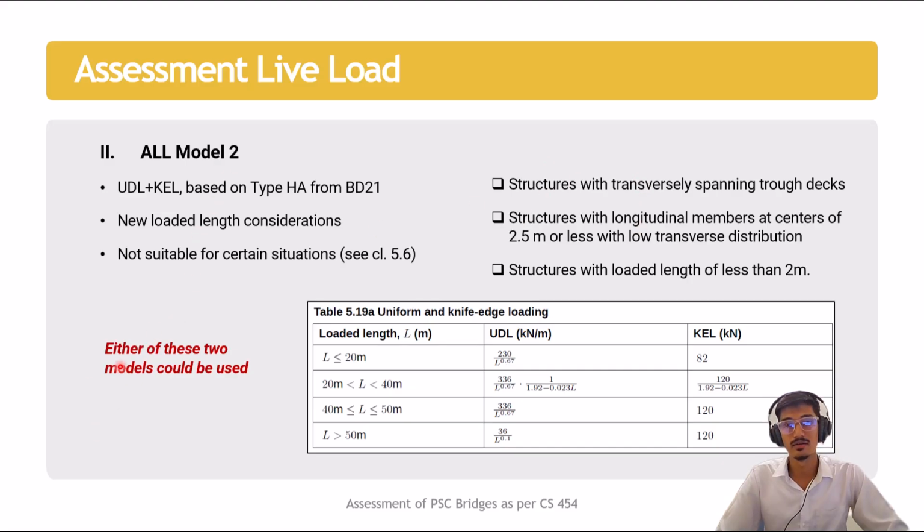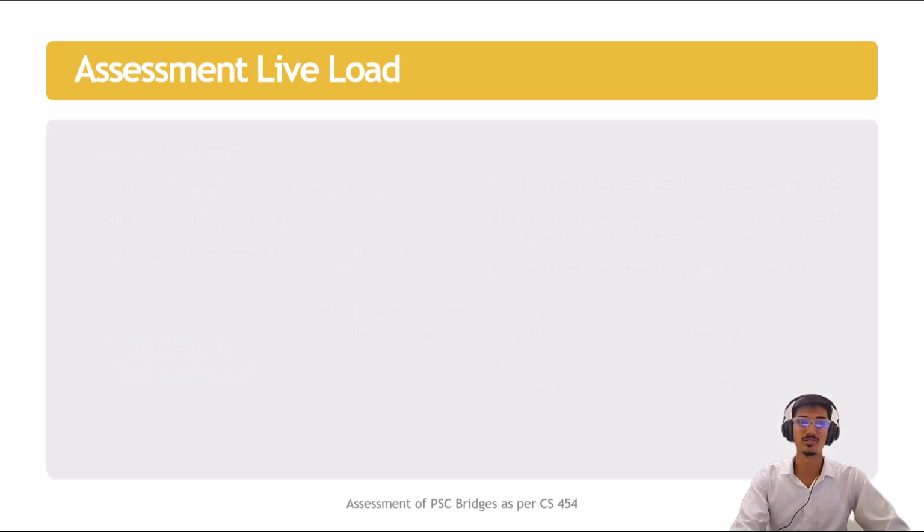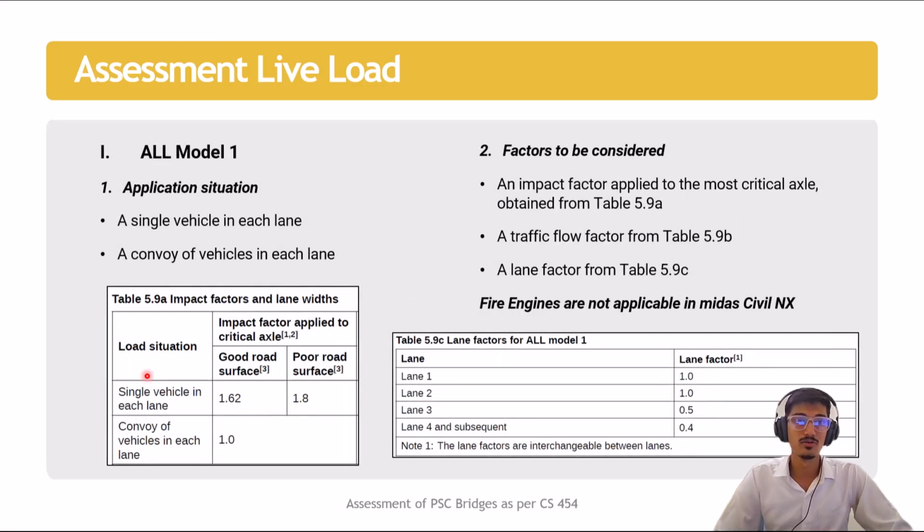So all of these situations won't be handled by all model 2. And as I said, it is on the engineer or the overseeing organization to decide whether which all model 1 or all model 2 to be considered. So you can also go with both. So it depends which one would govern on the structure. So let's go into a little bit depth for all model 1.